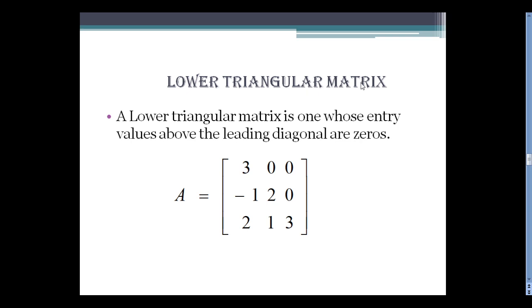Lower triangular matrix. In a lower triangular matrix, all the entry values above the leading diagonal are 0. So above the diagonal elements, all the values are 0. The triangle is formed in the lower part, so we call it a lower triangular matrix.